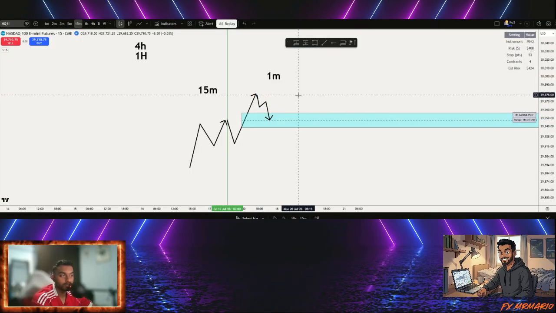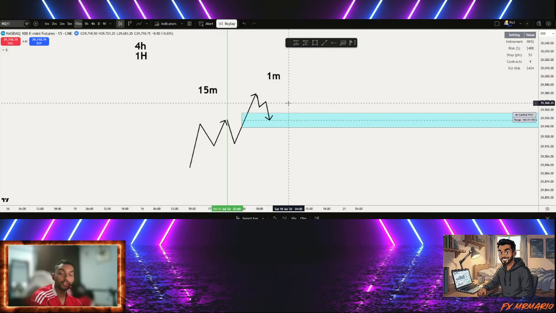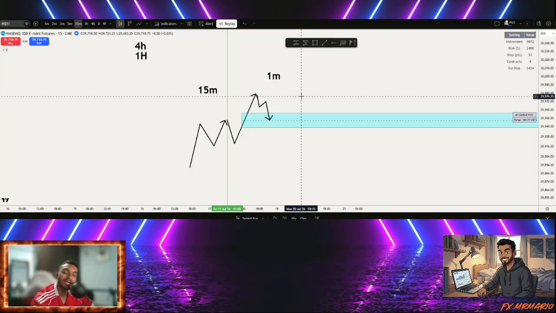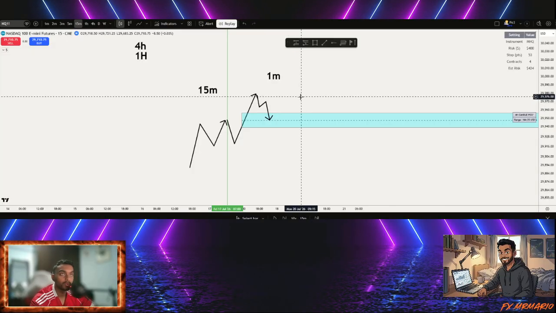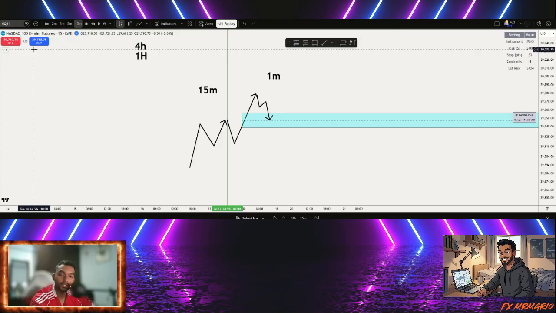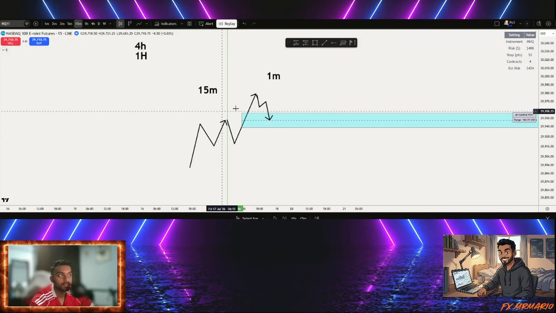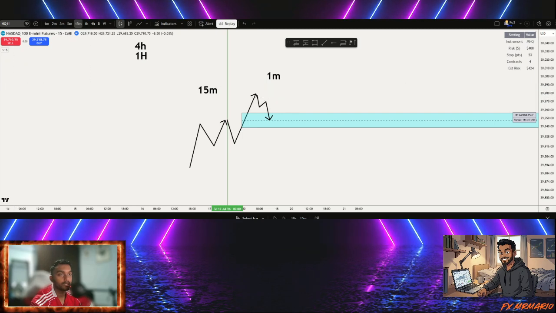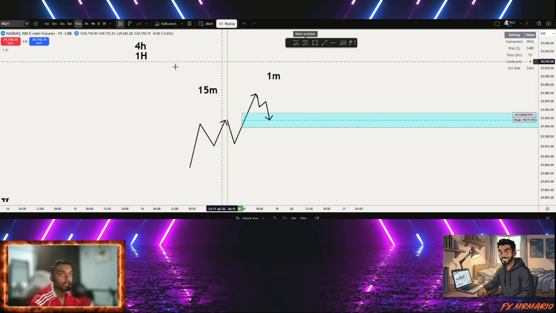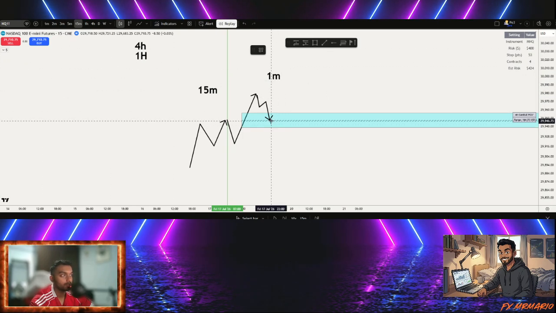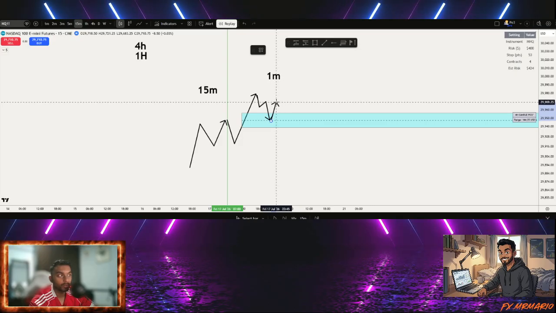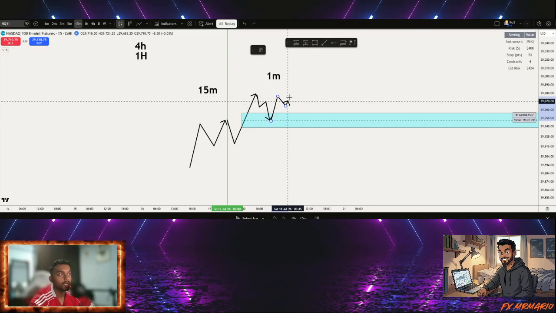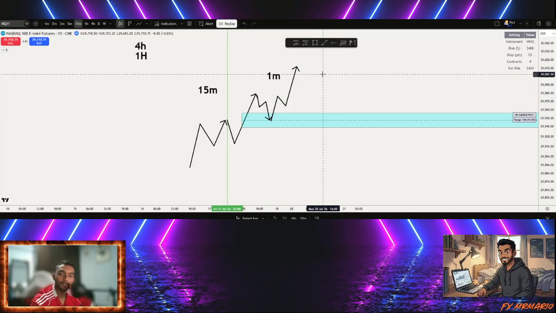Now when the price retests this, we need two important things to happen. We need an SMT divergence with a correlating pair. In this case, for NQ it is ES. So this is a bullish setup, so we need an SMT, and once we get an SMT, we're going to wait for a CISD and aim for a minimum of 1:2.